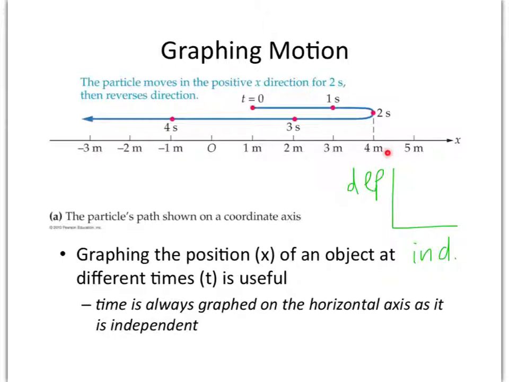Now keep looking back to this one right here, because at time equals 0, he's going to be at 1 meter. At 1 second, he's going to be at 3 meters. At 2 seconds, he's going to be at 4 meters. Then at 3 seconds, he's going to be at 2, and at 4 seconds, he's going to be at negative 1 meter. Let's see if we can plot that on two different axes.